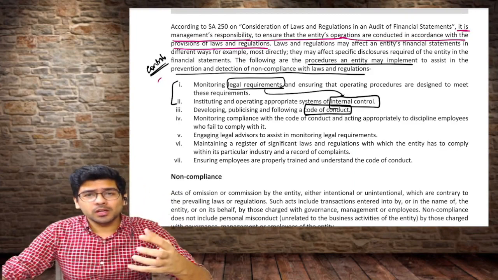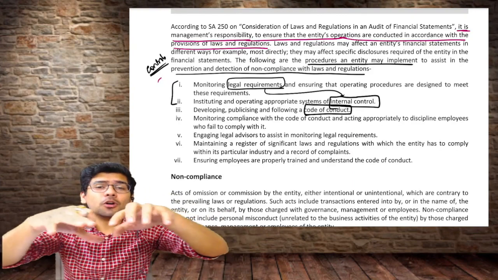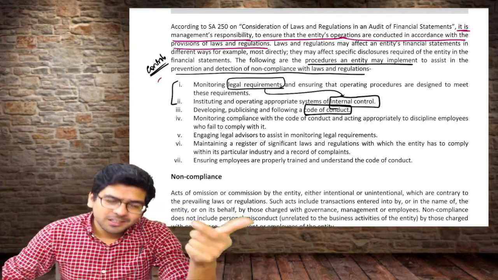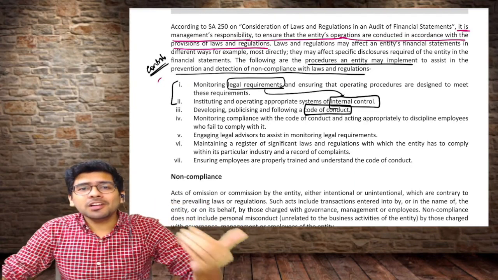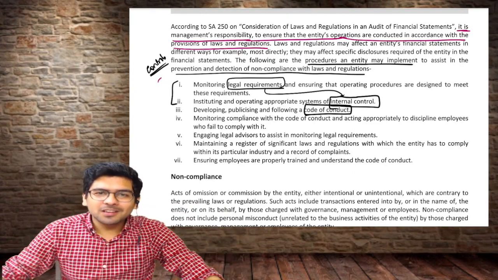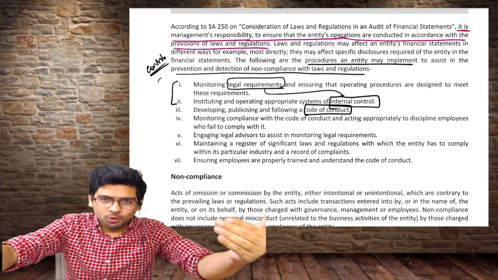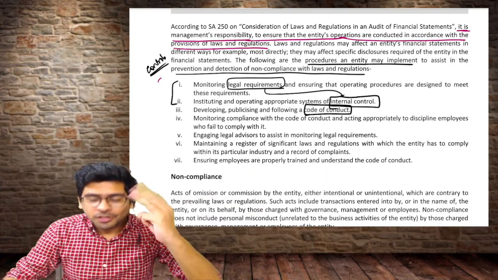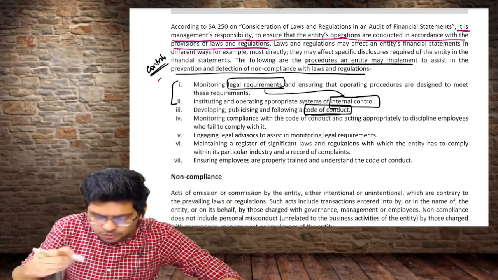Code of conduct means what? The policies which all the employees, all the stakeholders need to abide by. Okay, so code of conduct is a control, right? But only drafting a code of conduct will not ensure compliance. This code of conduct needs to be communicated to everyone, and everyone needs to be trained according to this code of conduct, right? So 3 points here. Code of conduct should be developed.